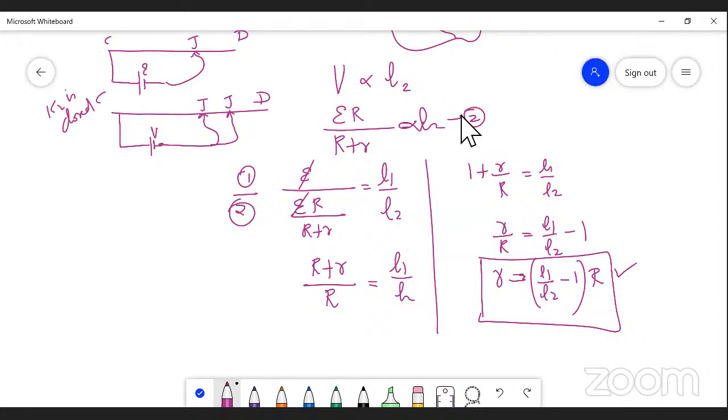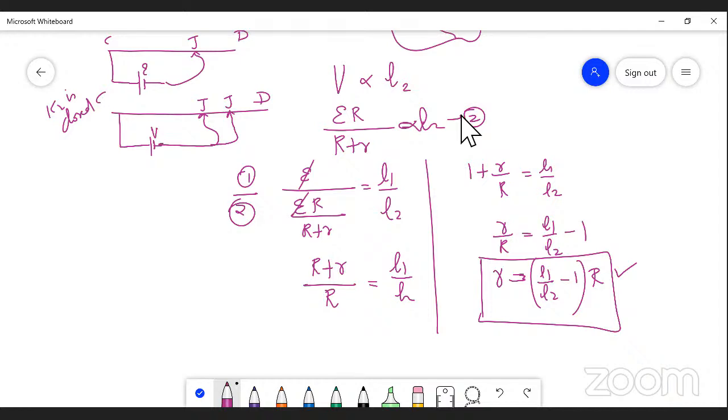The balancing length L1, which corresponds to the EMF of the cell, must be known. The balancing length L2 corresponding to the potential difference across the terminals of the cell must be known. So if all these 3 quantities are known, the internal resistance r of the cell can be easily determined. So if the external resistance R, the balancing length L1 corresponding to the cell of EMF E.